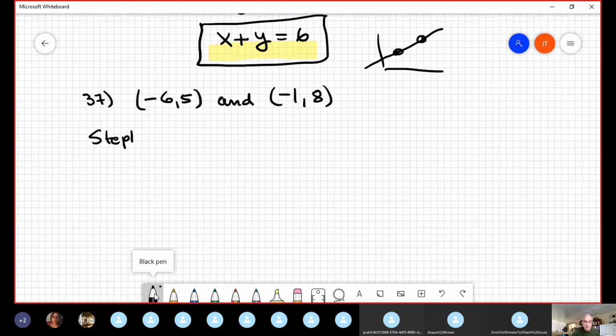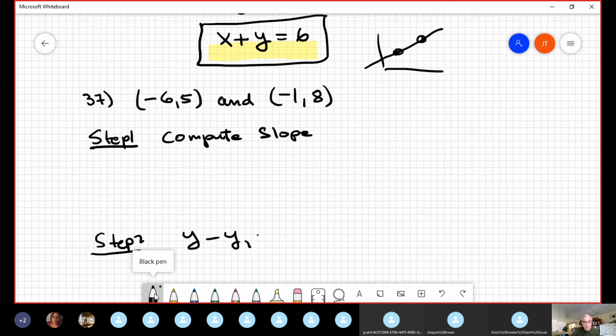Step 1 is determine the slope. Compute the slope. And step 2 is always the same: use the formula, and you select either point. You can consider this the first and this the second, or the other way around. It doesn't matter what you select. The answer doesn't change if you switch the selection. So the first step is compute the slope.